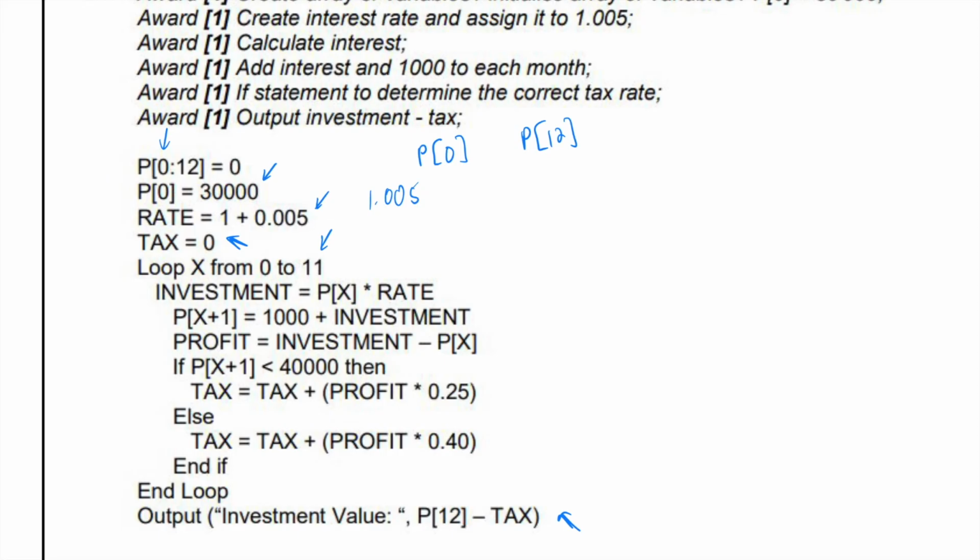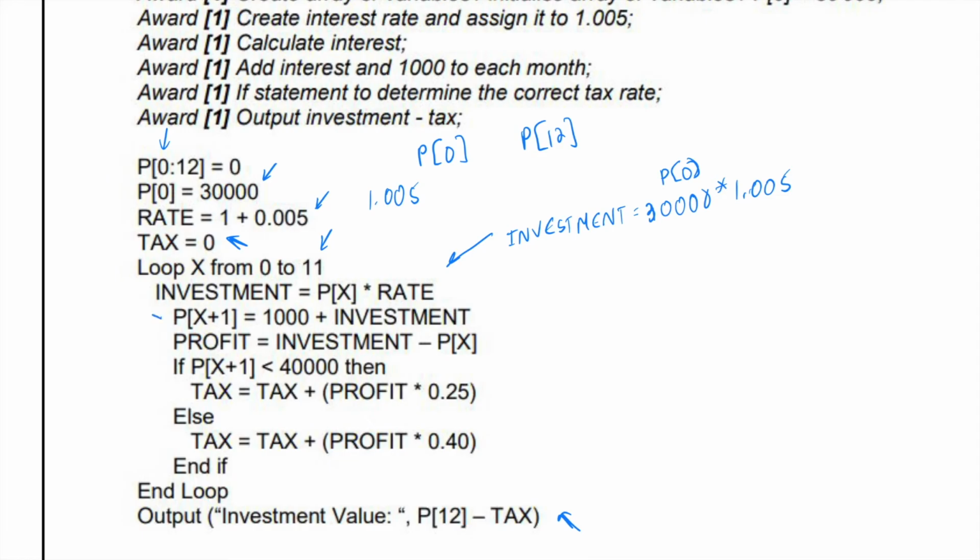And I'm going to trace this a little bit. We're going to start with our first value, P0, and so that basically means that we'd have investment equal to P0, or 30,000, times 1.005, and the result is that we're going to get a value that includes both our initial investment and the additional interest, so our value after interest. And we're going to store that in P1.